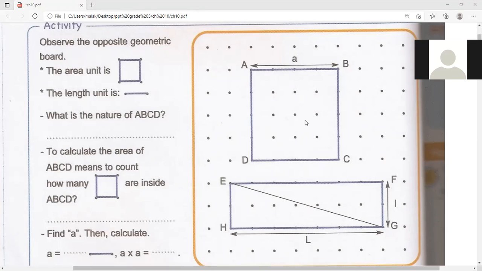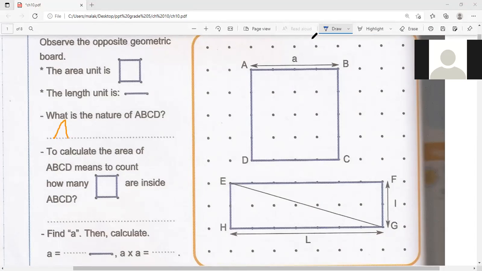If we start here, the first shape is the square. Look at the square. Haytham and Jad, stop writing, please. Erase them.